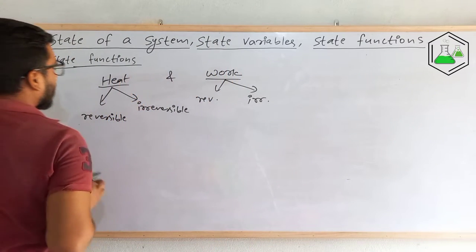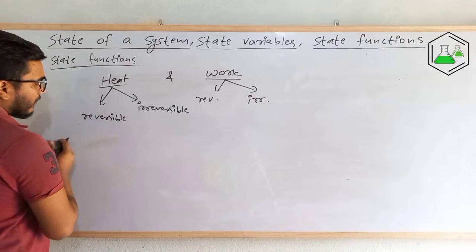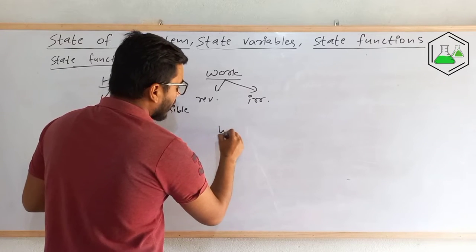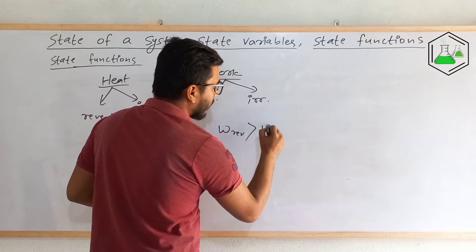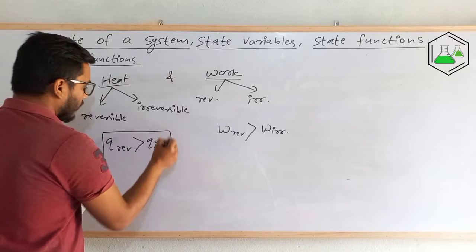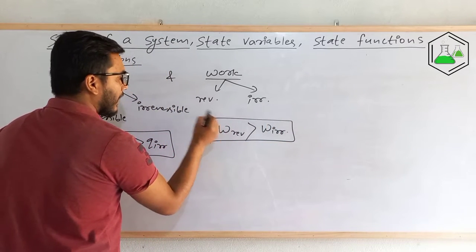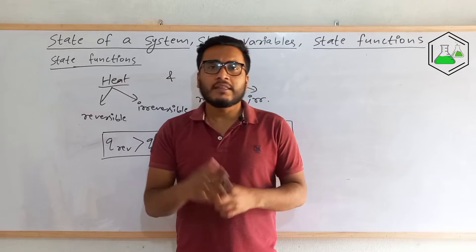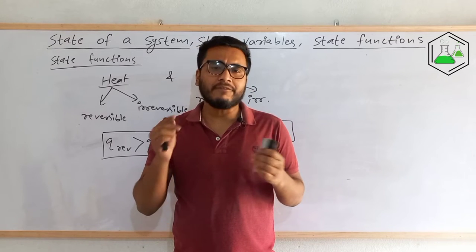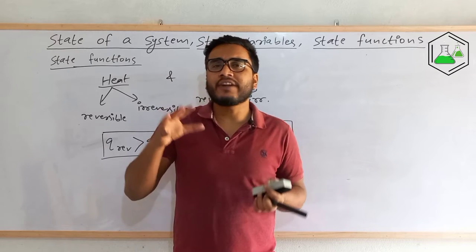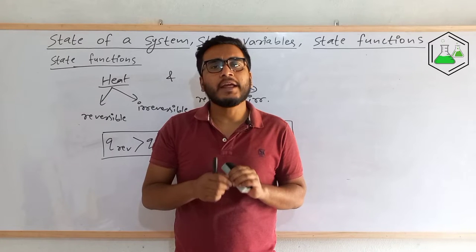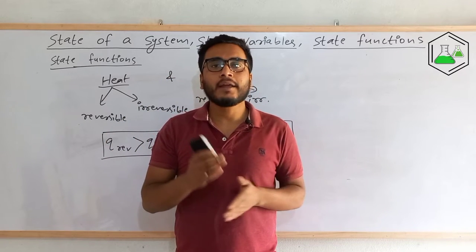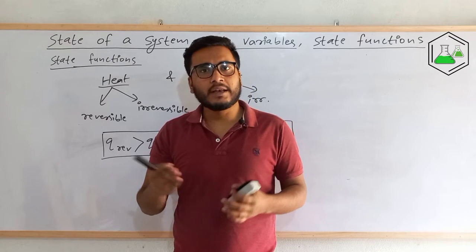Now, heat exchanged reversibly, that is Q reversible, is greater than heat exchanged irreversibly. Similarly, work done in a reversible process is greater than work done in an irreversible process. So this is the known condition. If you don't know about reversible and irreversible processes, then please check my previous video. I'll put the link in the description. You can check from there. So a reversible process simply is the slow process. That means the process happens in infinite steps, in which the driving force is slightly greater than the opposing force. And an irreversible process happens quickly. All the processes in nature are irreversible, and a reversible process is only an imaginary condition.